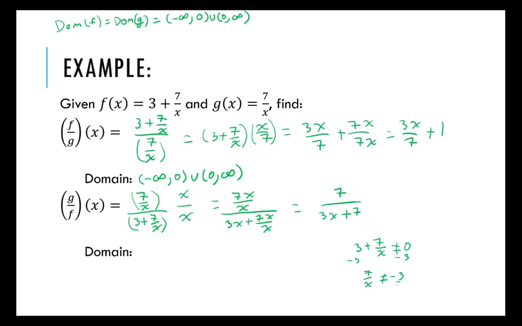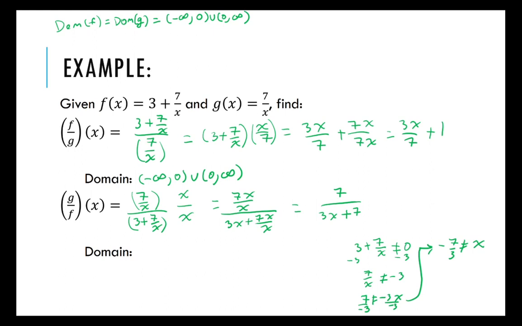Then this we can actually cross multiply or multiply both sides by x. It ends up being the exact same thing. So that is 7 cannot equal negative 3 times x, divide by negative 3, divide by negative 3. That's going to give me that x cannot equal negative 7/3. And so negative 7/3 must be kicked out from my initial domain.